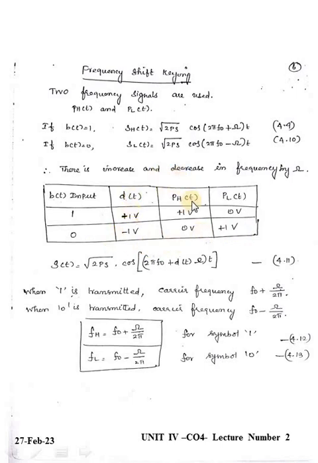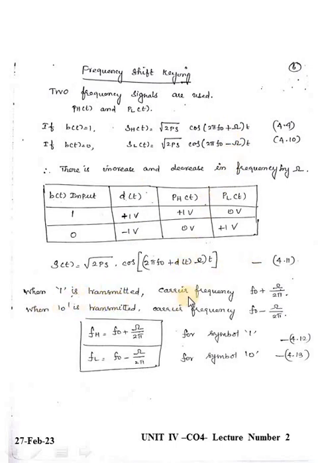So by considering all these conditions, for input signal 1 and 0, the output signal S of t is root 2 Ps. From these two I can write root 2 Ps cos(2 pi f0 is common, minus and plus omega). That is replaced by d of t, because that value is either plus 1 or minus 1 for the low frequency and high frequency signal.